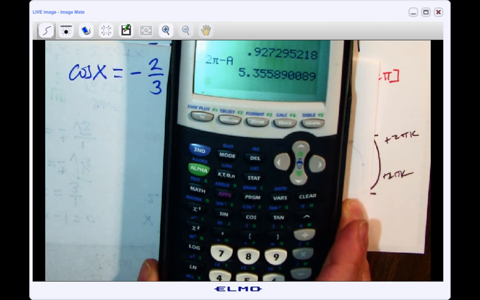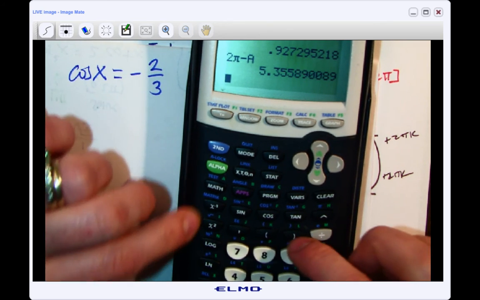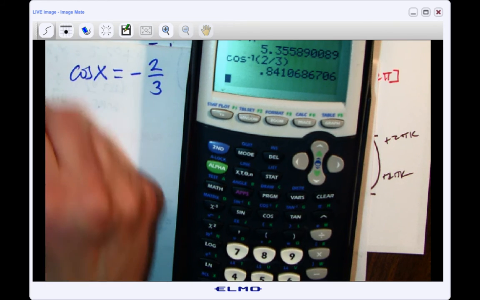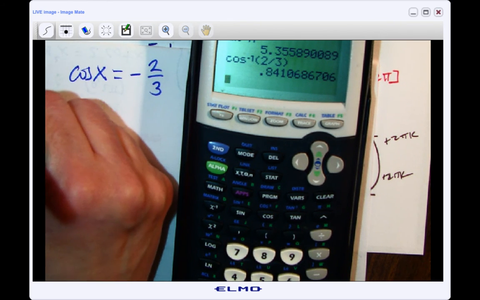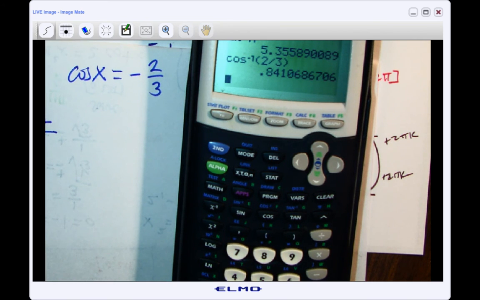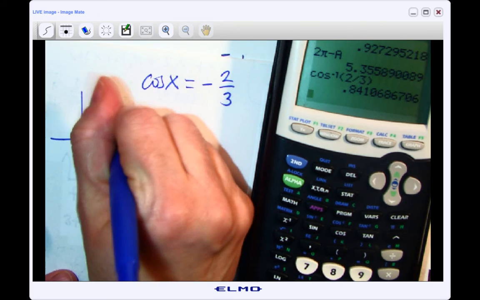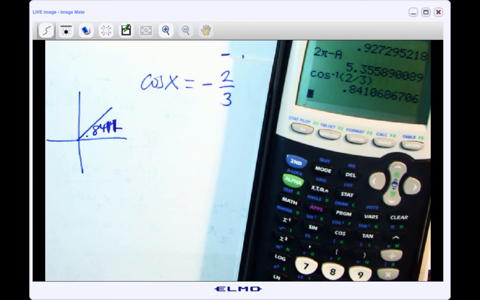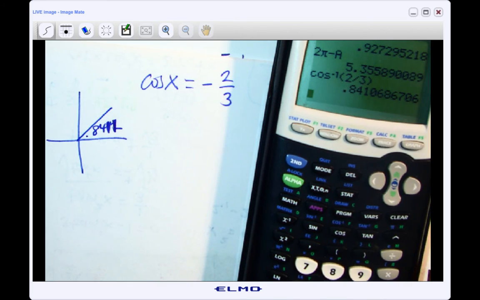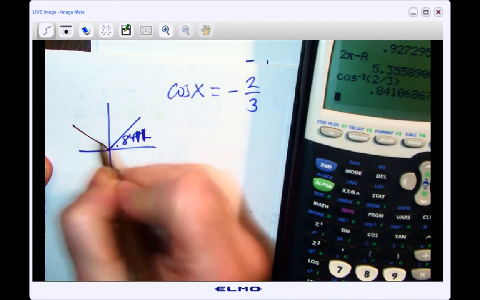So I'm going to do arc cosine of 2/3. I'm not doing negative 2/3, I'm doing 2/3. And that gives me this one, 1.2411, I guess. That gives me the one in quadrant 1, because that's what it is when you put in the positive. But I actually know that the one I want is this one here.